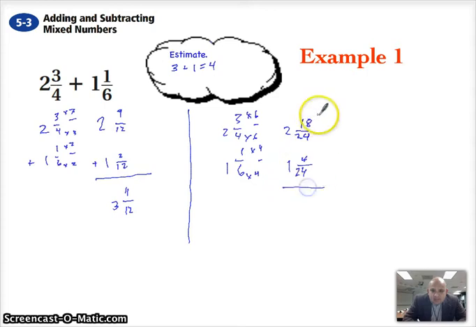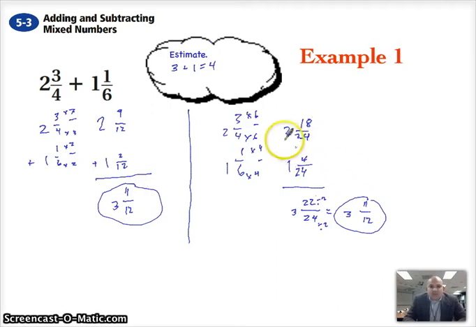Now I'm going to do the same sort of thing. 18 plus 4 is 22, and my denominators remain the same. My whole numbers, 2 and 1 is 3, and 22/24. What I need to do with this fraction, however, is simplify. So I'm going to divide the top by 2 and divide the bottom by 2 because they're both even numbers. 22 divided by 2 is 11, 24 divided by 2 is 12, and then I still have that 3. I get 3 and 11/12.